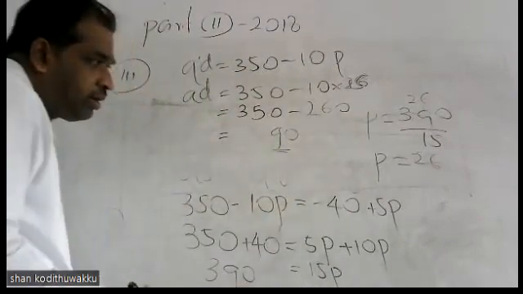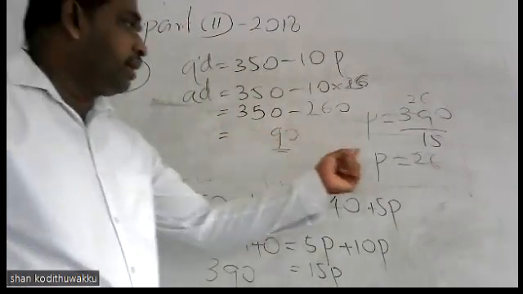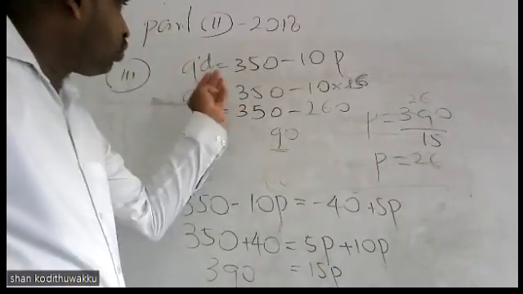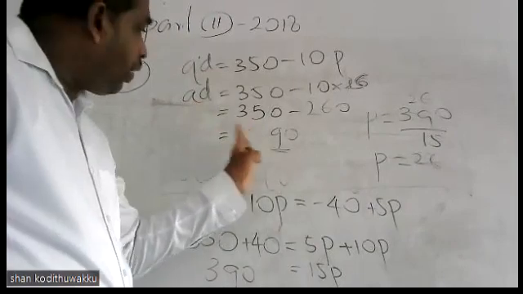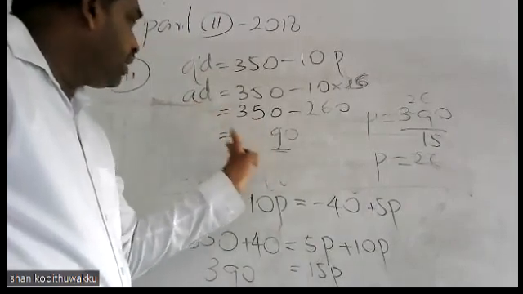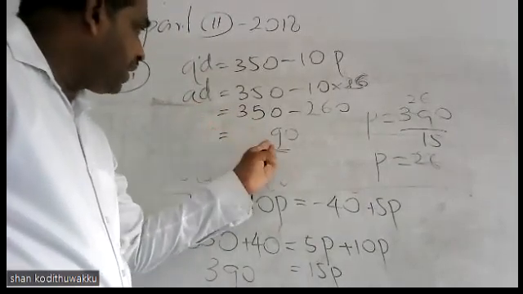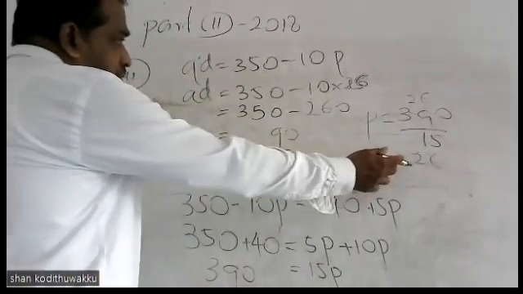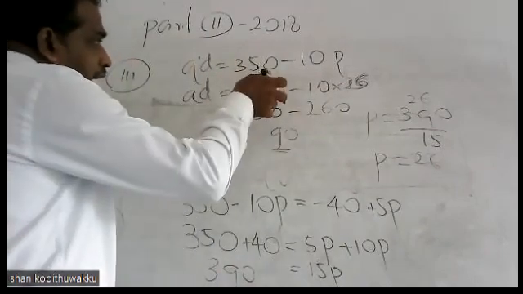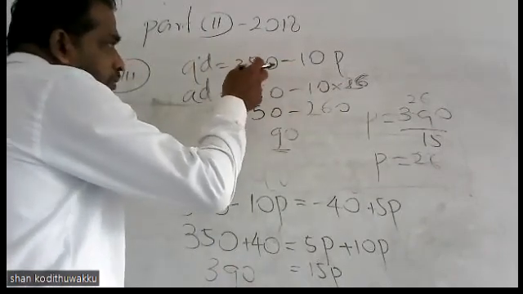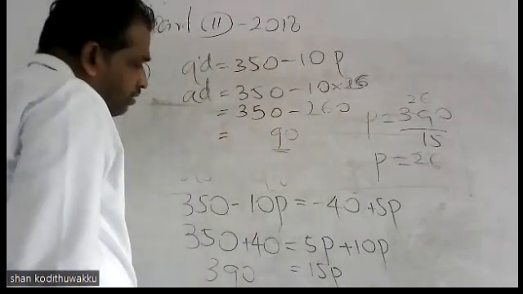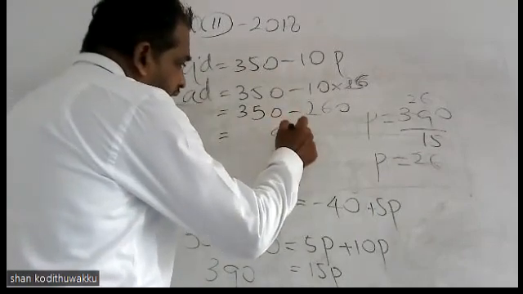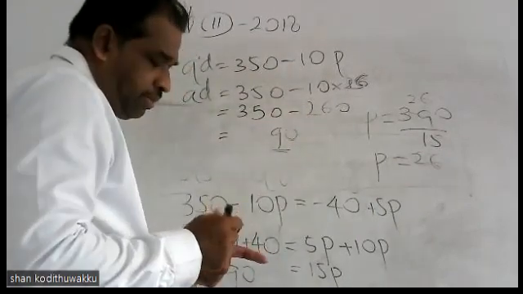You were asked to calculate the equilibrium price and quantity. Here the equilibrium price is 26, and when you apply 26 to one of these two formulas, you find the quantity demanded, the equilibrium quantity, equal to 90 metric tons. Here you can apply 26 to either QD equals 350 minus 10P or QS equals minus 40 plus 5P. Then you can find 90 as the equilibrium quantity.